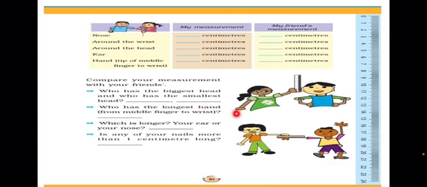Who has the longest hand? So you have to write over here the longest hand. Which is longer, your ear or your nose? So you need to find out which is longer, either your ear or your nose. Is any of the nails more than 1 centimeter long? So you should write the measurement of the nail if you're having it more than 1 centimeter long.